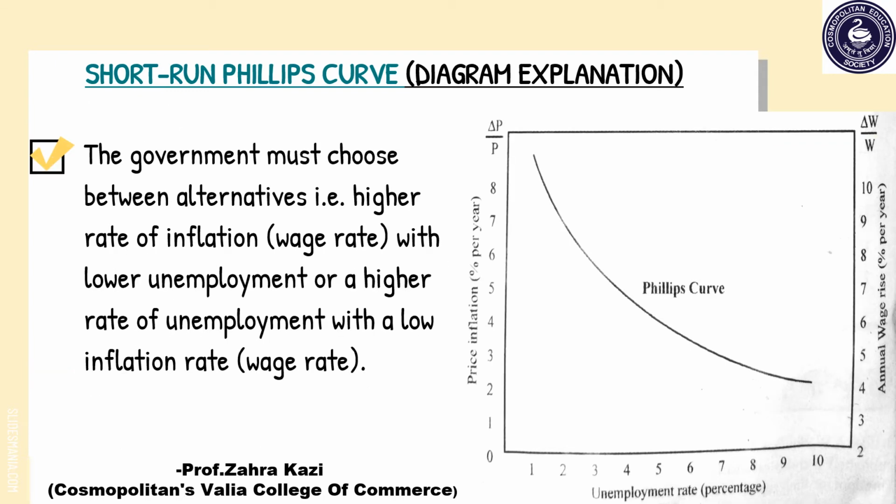So therefore, students, the government has only two alternatives. It has to choose one from the two alternatives. Which are the two alternatives? The first alternative is that the country has to bear a high inflation rate along with a lower unemployment rate. Or the second option is that the country can bear a higher unemployment rate along with a low inflation rate. So the country has to choose either one of the options.